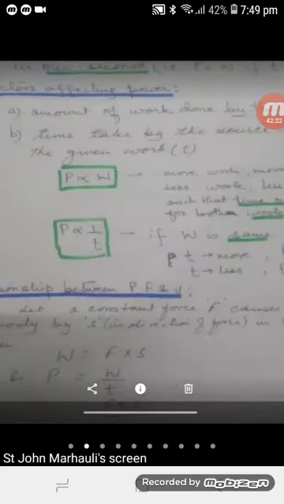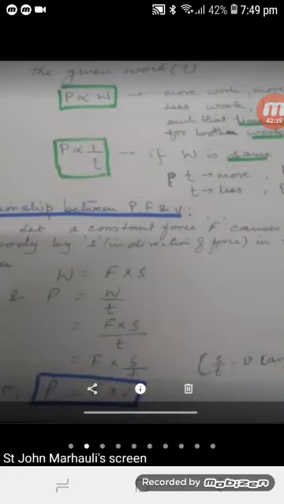Power can also be related to the force and the average velocity. Consider a body of mass m on which a constant force F is applied, which causes a displacement of the body by s in the same direction as the force in time t. Work done will be equal to F into S, and power will be W by T.